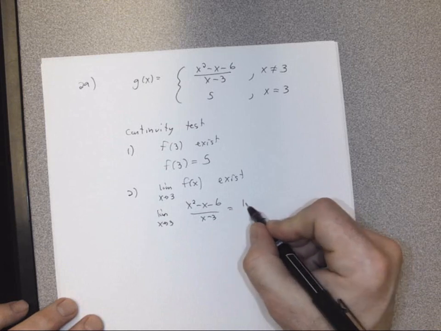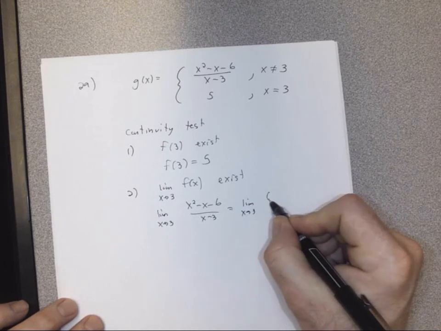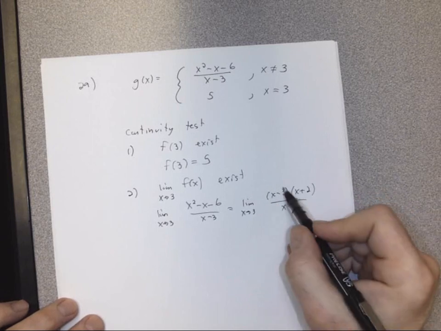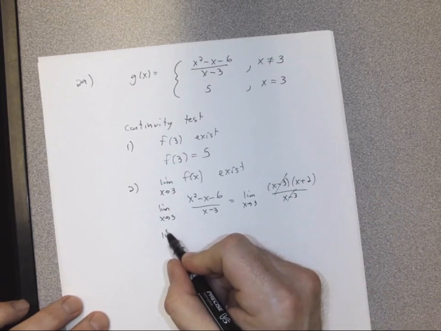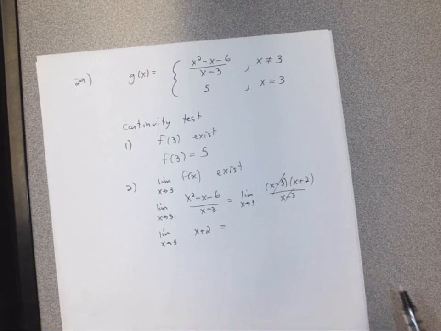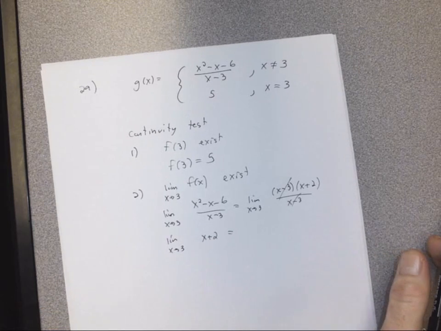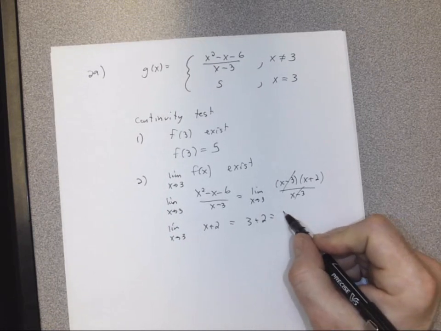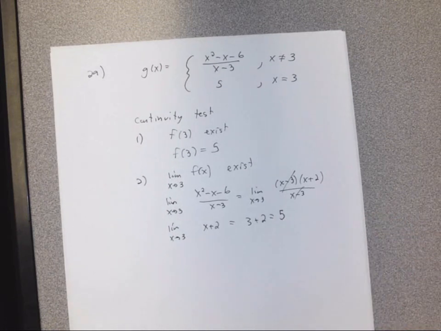And how do you do this limit? What do you have to do? Yeah, I got to simplify it. So x minus 3 times x plus 2 all over x minus 3. Those will cancel. So this is going to be the limit as x approaches 3 of x plus 2. Can I plug in 3 now? Yeah. 3 plus 2 is 5.